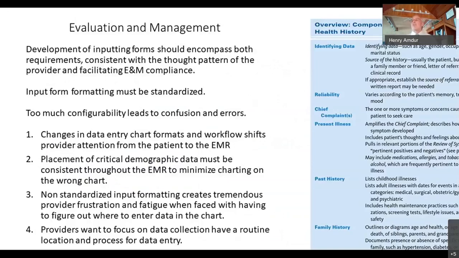Formatting must be standardized. Too much configurability, which many of these EMRs have, leads to confusion and errors. Changes in data entry chart formats and workflow shifts the provider's attention from the patient to the EMR. Placement of critical demographic data must be consistent throughout the EMR to minimize charting on the wrong chart. Non-standardized input formatting creates tremendous provider frustration and fatigue when faced with having to figure out where to put the data. Providers want to focus on data collection, not where to put the information in the chart.